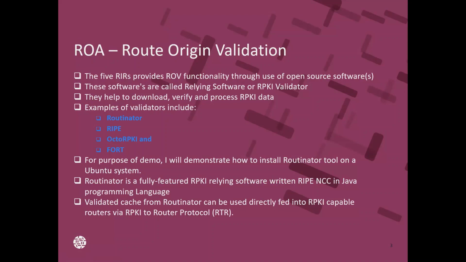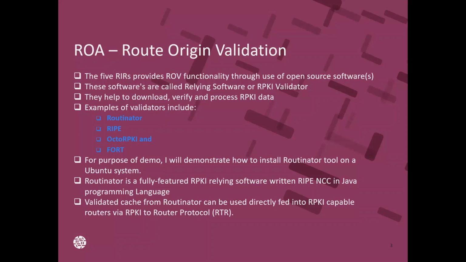What is route origin validation? We have 5 RIRs, which provide route origin validation functionality through the use of open source software. These are called relying party software or RPKI validators. They normally help to download, verify, and process RPKI data. Some examples are Routinator, RIPE, Octo RPKI, and FORT. For the purpose of my demonstration, I'll show how to install the Routinator tool on an Ubuntu system.